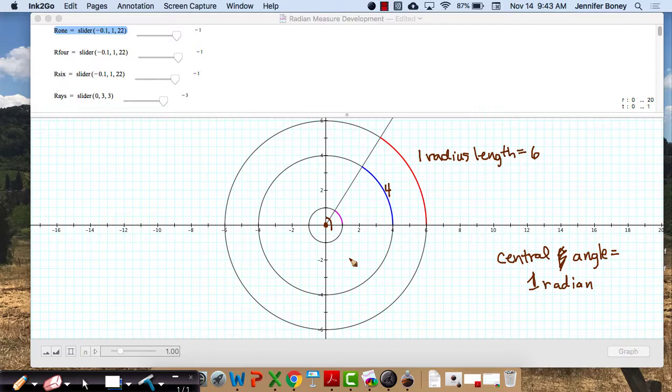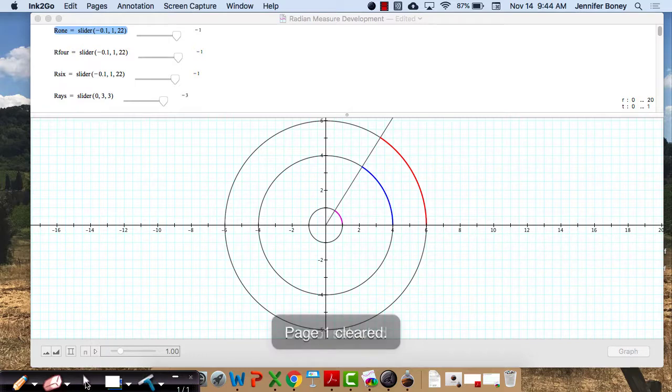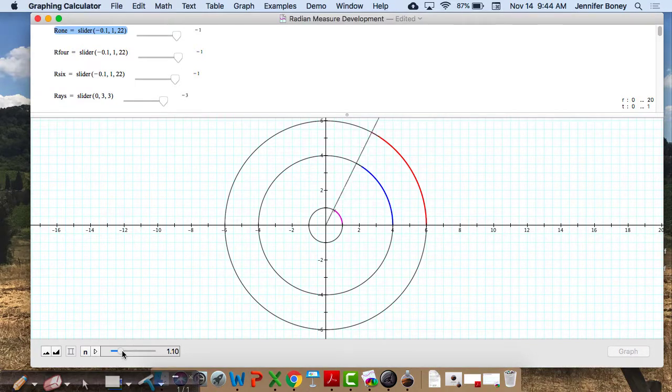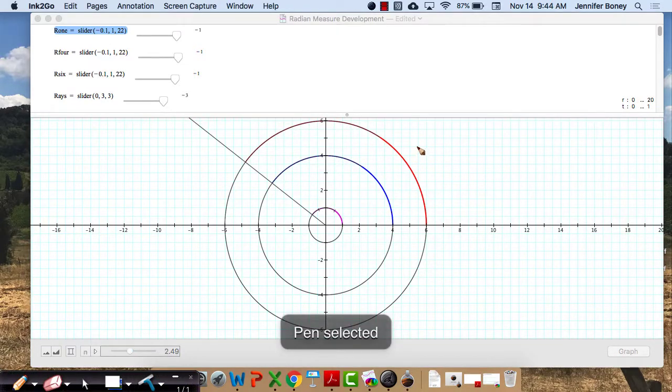So if I'm at an angle that's not 1 radian, if it's some random number of radians, let me just clear this off, it's messy anyway. Let's see, 2.49 radians is now my angle. That also means that the lengths of those arcs around the circles are 2.49 radius lengths. So this red one with a radius of 6 would be 2.49 sixes. It's 2.49 radius lengths regardless of what the radius is.